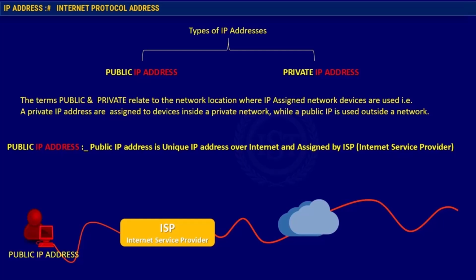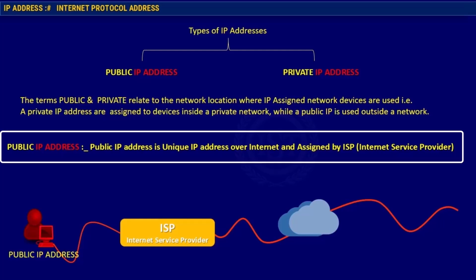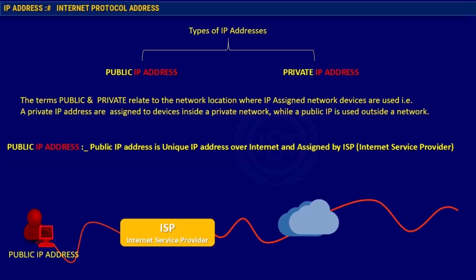A public IP address can be defined as a unique IP address over the internet and is assigned by the ISPs, that is internet service providers. As you can see in the diagram, the cloud is the internet, and from the ISP you are getting the public IP directly to your device. ISPs, internet service providers, buy a lot of IP addresses and they assign them to you when you take an internet connection from them. We are going to discuss this in a short time.